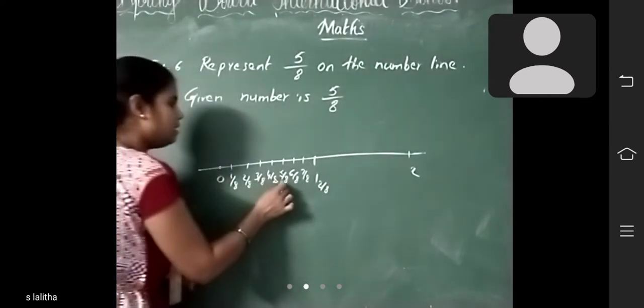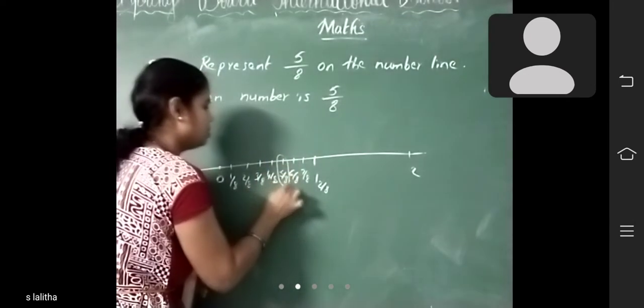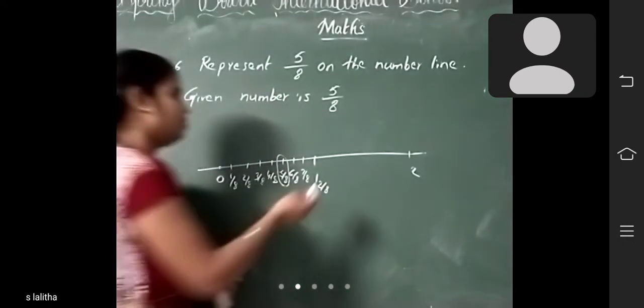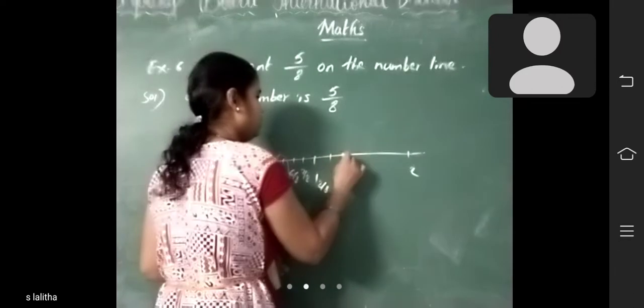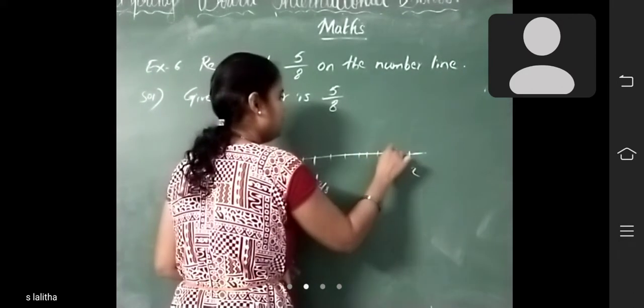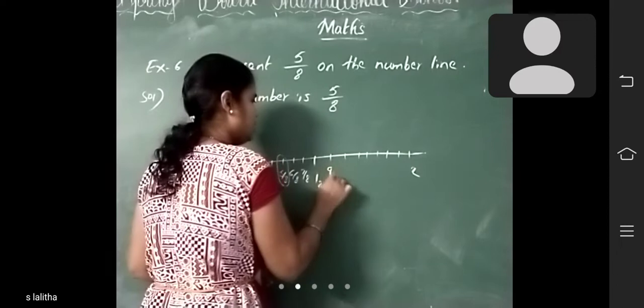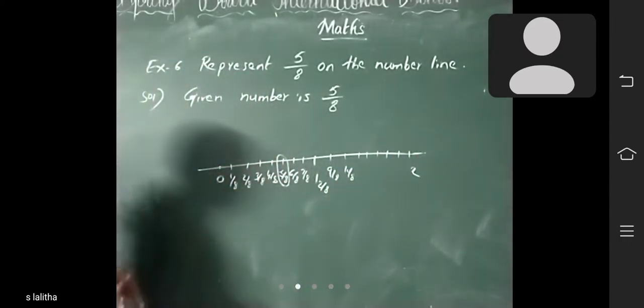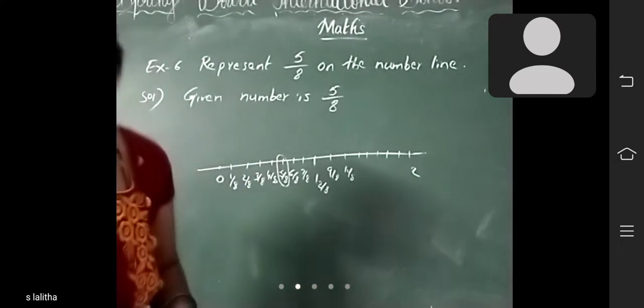Where is 5 by 8? Here, 5 by 8. We can represent it like that. Okay, children, from 1 to 2 also you should divide into 8 parts: 1, 2, 3, 4, 5, 6, 7, 8. So this is 9 by 8, 10 by 8, 11 by 8. Like that you have to draw. Okay? Come on, represent.